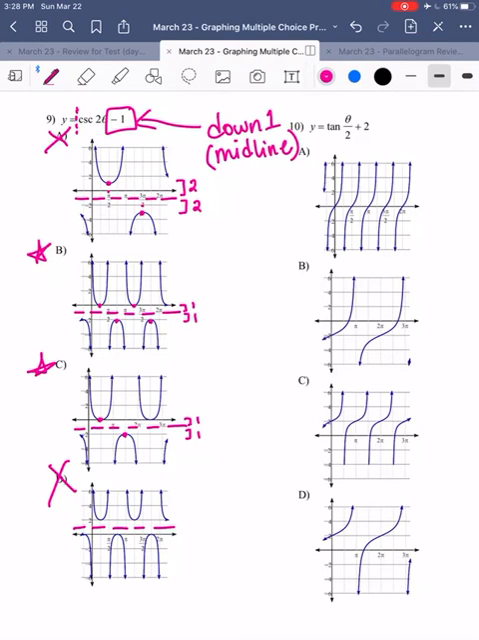Okay, so how do we distinguish between B and C? Because they kind of look similar. Well, it's all based on the period. So this B is going to help us with our period. All right, so what is the period for cosecant? Is it 2 pi over b, or is it pi over b? Hopefully you remember that it's 2 pi over b. Okay, so we're going to have 2 pi over 2, which means our period should be pi.